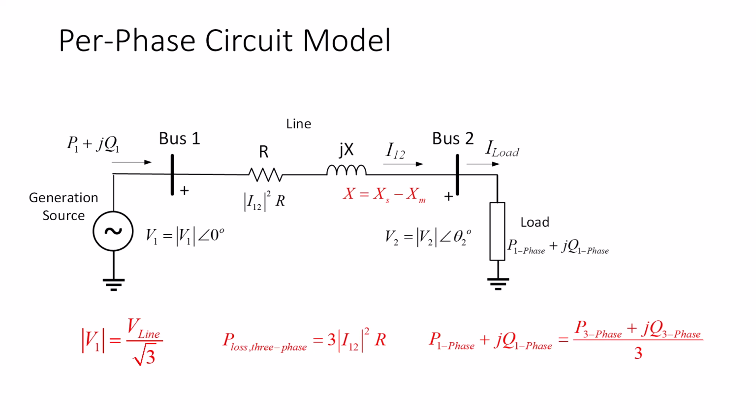For a balanced three-phase circuit, it is only necessary to model just one phase. The other two phases would have the same voltage and current magnitudes, but with angles shifted by plus or minus 120 degrees. So in our analysis, we will be using the per-phase model as shown here. Note that the per-phase line reactance is the self-impedance minus the mutual impedance. Also, one needs to remember to use a factor of a square root of 3 to relate phase to line voltage values and a factor of 3 to relate single-phase to three-phase powers.